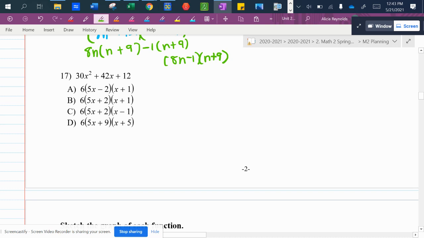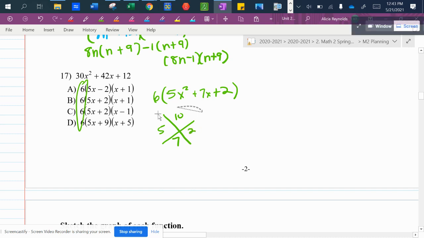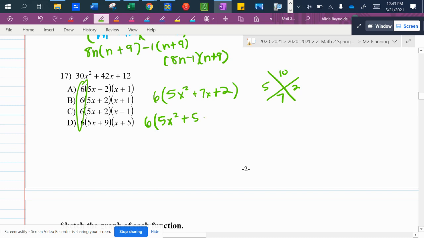This problem also has a GCF. We can see that it's going to be 6, looking at our answer choices. So I get 5x squared plus 7x plus 2. So then I need to do AC product here. 5 times 2 is 10. Numbers that multiply to 10 and add to 7 are 5 and 2. So I'm going to have to do some factoring by grouping here. So I get, don't forget the 6 out front, 5x squared plus 5x plus 2x plus 2.